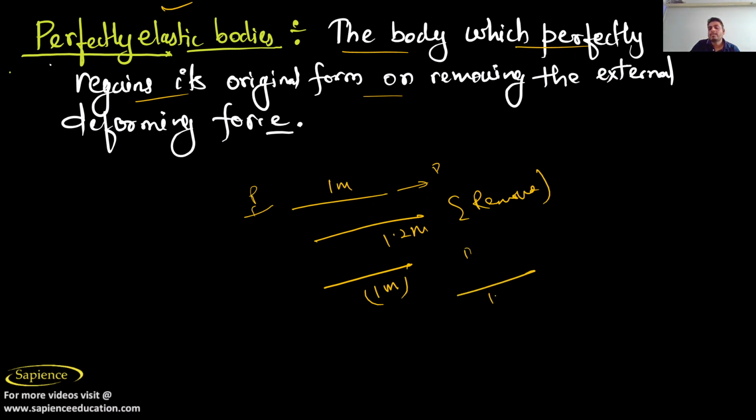But as soon as you come to know that there is 1.1 meter, then it is not perfectly elastic, because it is not regaining its original. It tries to regain but does not regain. So you can say that it is an elastic body but not perfectly elastic, because for perfectly elastic an object has to regain its original shape and size. No deformation should be there. Then that type of thing is known as a perfectly elastic body. So I hope you have understood this topic.